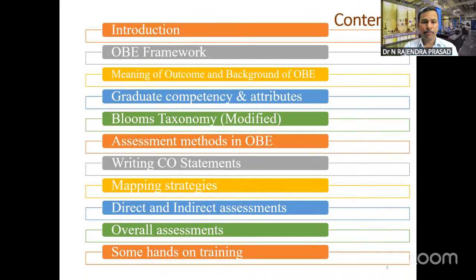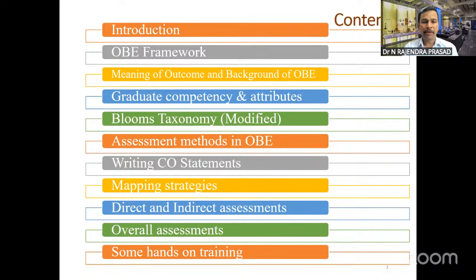And an important component in outcome-based education is the course outcomes. So you have to be trained how to write the course outcomes for each and every course, whether it is a theory course or a practical course or a tutorial course or a case study course, whatever it is, how to write the course outcome statements. These are to be known.